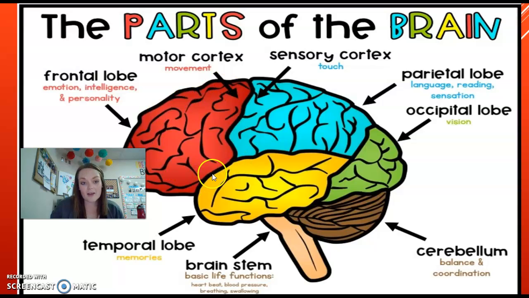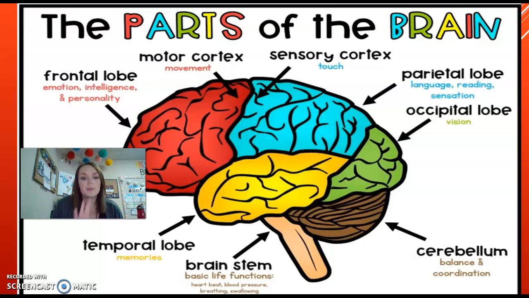Lastly, we have our yellow section, which is called the temporal lobe. And this is where our memories are stored. So a great vacation that you had with your family, you remember that. Or you see something like a Christmas tree and you're like, oh, remember 3 years ago when I got a bike for Christmas? Those are where all your memories are stored.